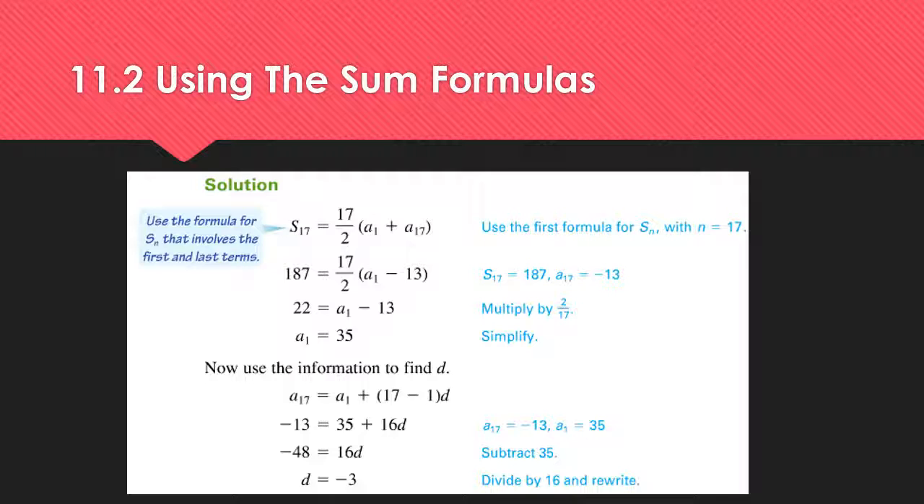Now we're going to use this information to find D, and we're using the formula that we used earlier. We've got A sub 17. We already know what that is. That's negative 13. We just discovered A sub 1 is 35, and we know that n equals 17, so 17 minus 1 is 16, and solving for D, we get negative 3.